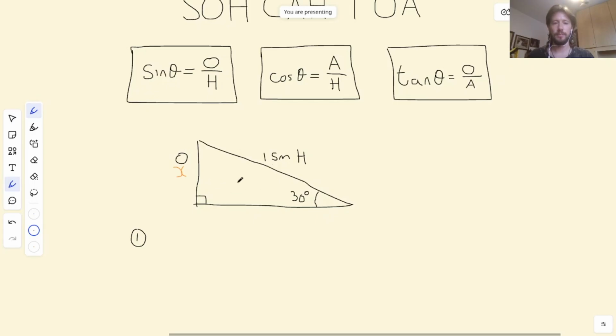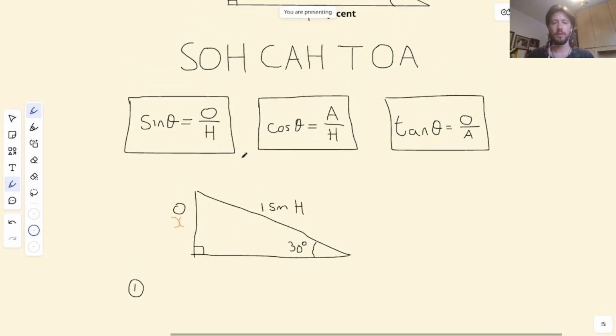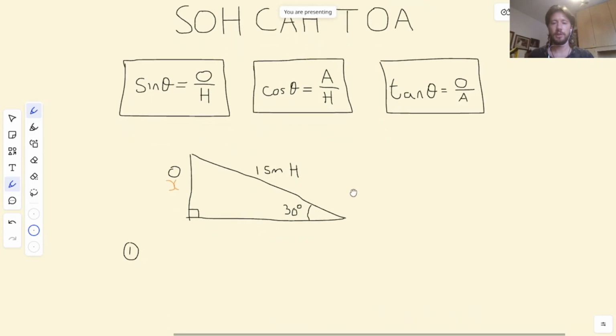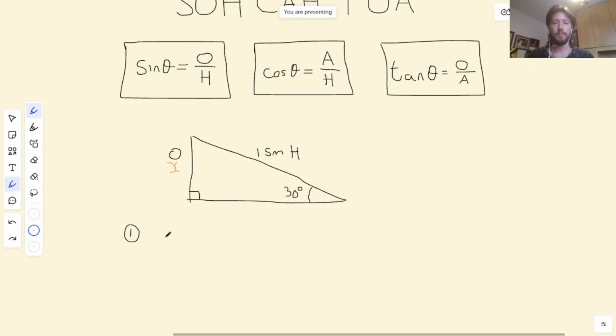The next thing to do is to look at which equation, sine, cosine, or tangent, we need to use. We want to use an equation which has the hypotenuse and the opposite. That is sine. So we put in our values. We're using the equation of sine theta equals opposite over hypotenuse.